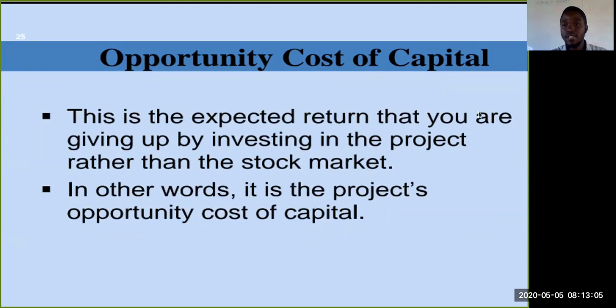Hence, we conclude by saying that this is the expected return, the opportunity cost. This is the expected return that you are giving up by investing in the project rather than the stock market. In other words, it is the project's opportunity cost of capital.